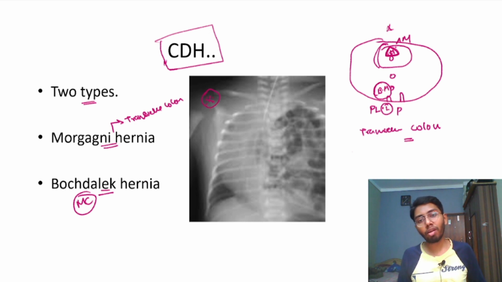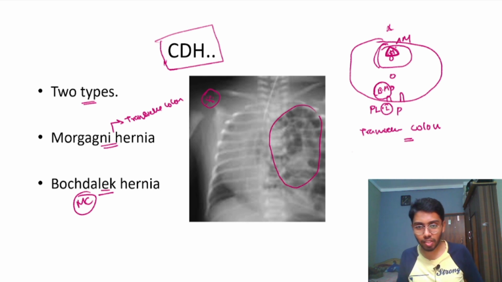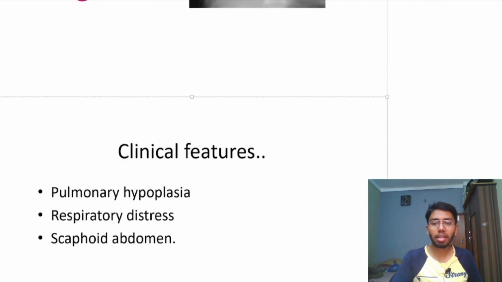You can see one side of the lung is there, and the other side you can see the bowel loops here. These are not normal lungs, these are bowel loops, which are present in the thoracic cavity, which means that this is congenital diaphragmatic hernia. Okay, so what will be the clinical features of diaphragmatic hernia?